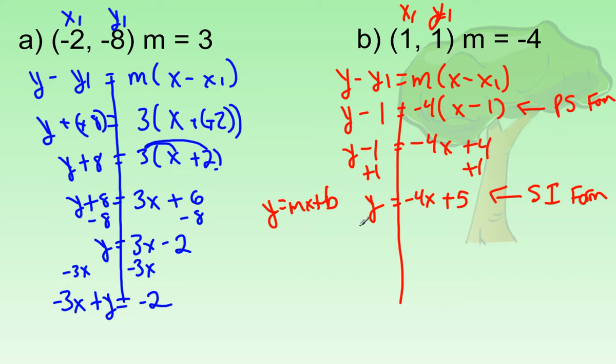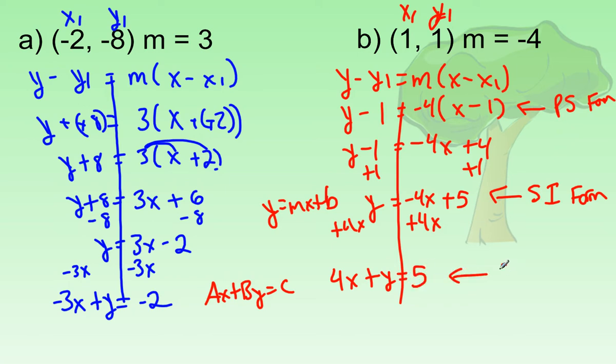Finally, I'm going to change this into standard form. Standard form is in the form ax plus by equals c. And for that to happen, I need to get the x variable on the same side as the y variable. So I'm going to add 4x to both sides, giving me 4x plus y equals 5. And this is standard form.